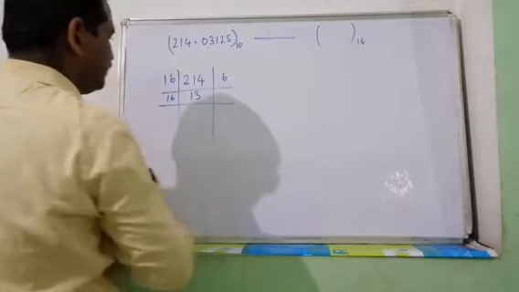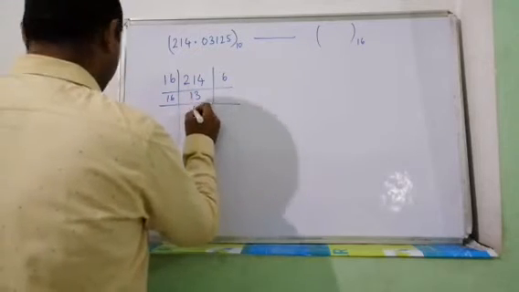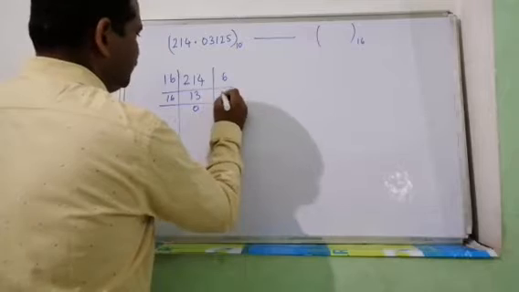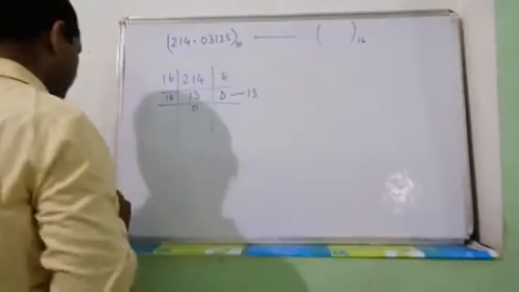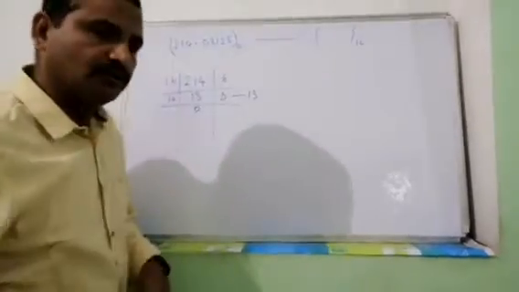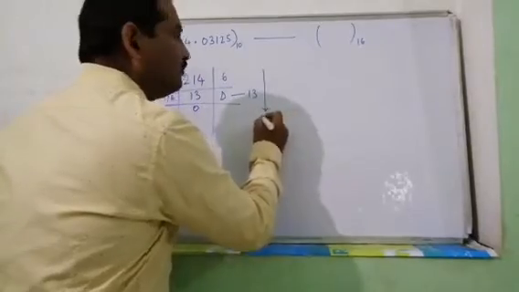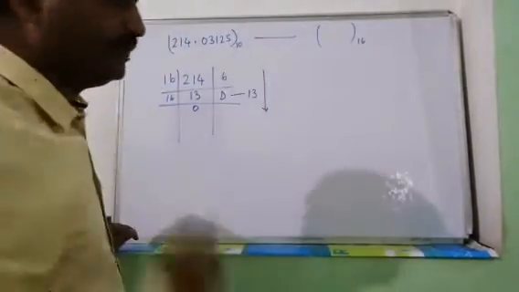Again divide 13 by 16, the remainder will be 13, which is D, and the quotient is 0, which means we have to stop. We have to read it from LSB to MSB.